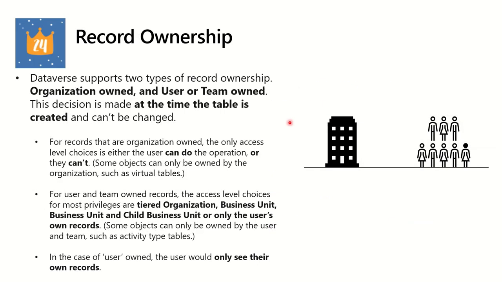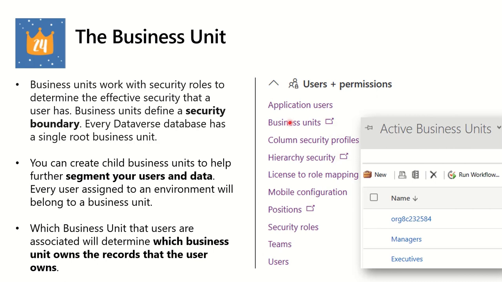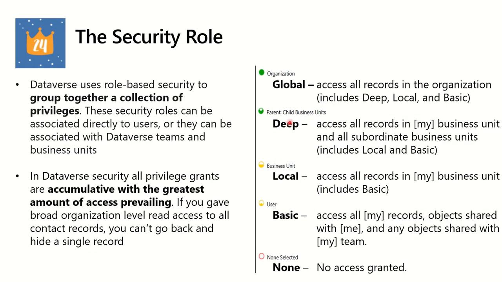So far we've talked about record ownership, and then we found out that business units own records and that there's a default business unit, but we can further segment to have additional child business units. Now, let's talk about this security role. You'll hear this talked about a lot. So let me kind of make it friendlier for you.